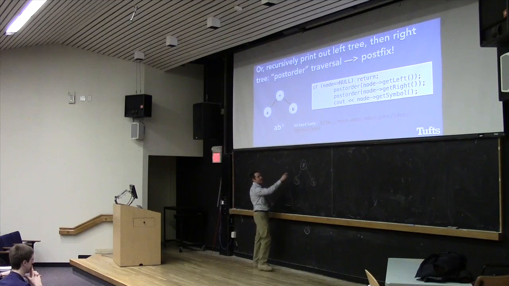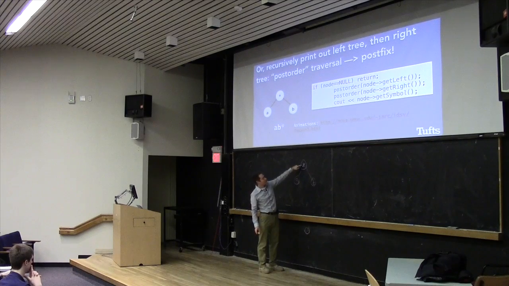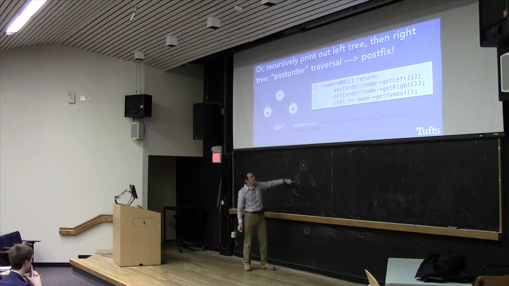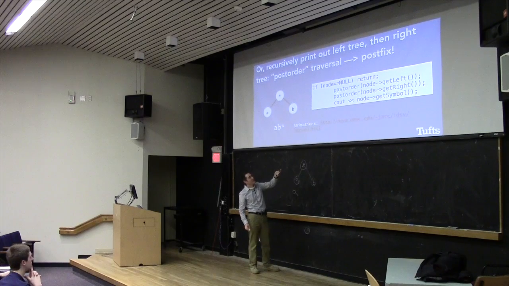We can go down here and say, okay, start here. If it's not null, do the left one. Post-order left is right here. Post-order left says null, no. Then it says get left, get right. There are no rights and lefts. Print the symbol, A. Then it goes back into the original.